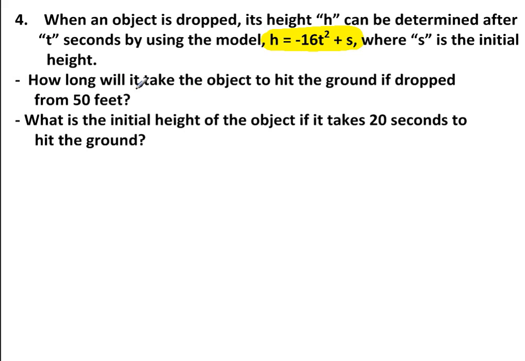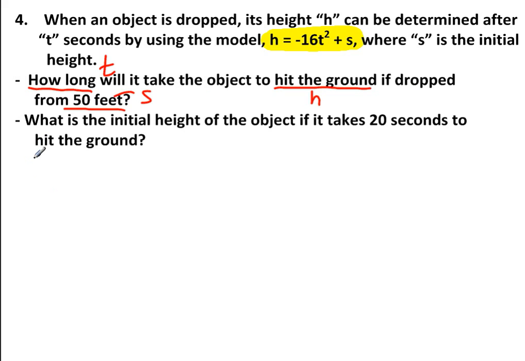How long, so I'm asking how long, so that is t. That means I don't know what the t value is, I'm looking for it. Will it take an object to hit the ground if dropped from 50 feet? Those are the three important pieces. How long is the t? Hit the ground, well, it says when an object it's at a height, well, that's our h, and dropped from an initial height of 50 feet, that's our s.